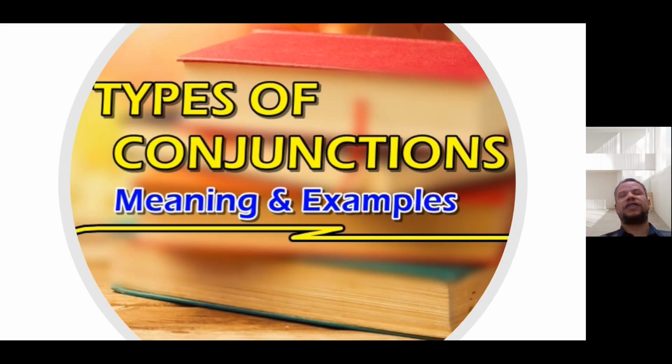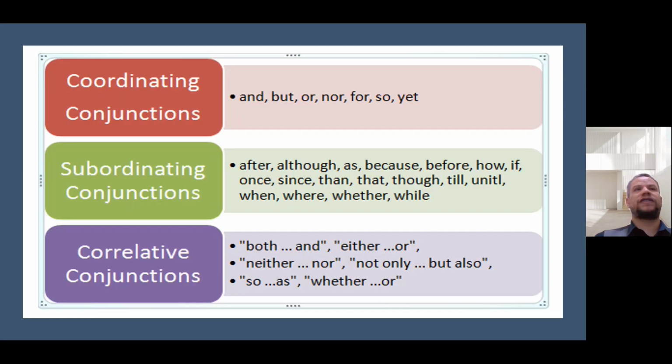Let's go to types of conjunctions. As I told you, I explained two types of conjunctions. Coordinating conjunctions, but what are they? Fanboys. What fanboys? Fanboys is a short form to say: and, but, or, nor, for, so, yet. So you can remember them as FANBOYS: F for for, A for and, N for nor, B for but, O for or, Y for yet, and S for so. So coordinating conjunctions are always and, but, or, nor, for, so, yet.